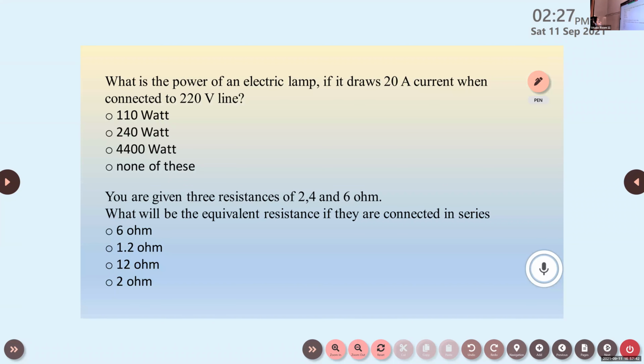The next question again to girls. What is the power of an electric lamp if it draws 20 ampere current when connected to 220 volt line? Is it 110 watt, 240 watt, 4400 watt? None of this. What is the power of an electric lamp if it draws 20 ampere current when connected to 220 volt line?